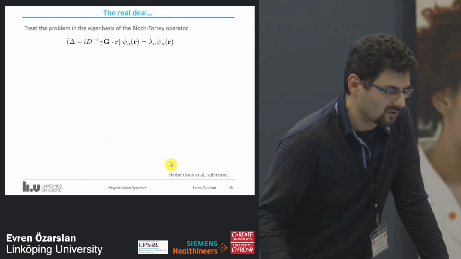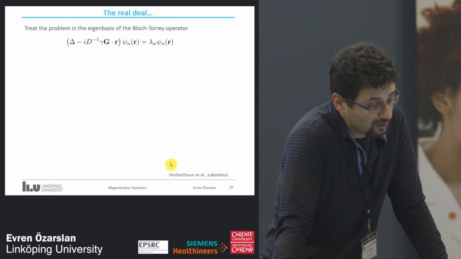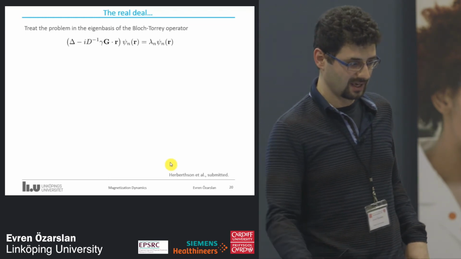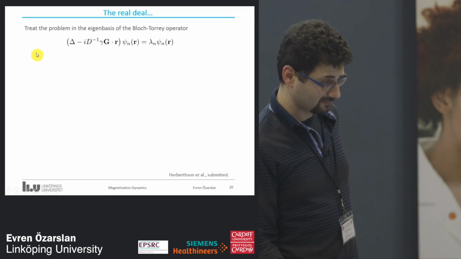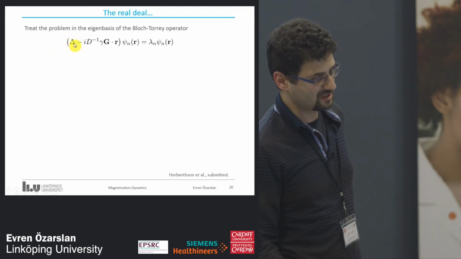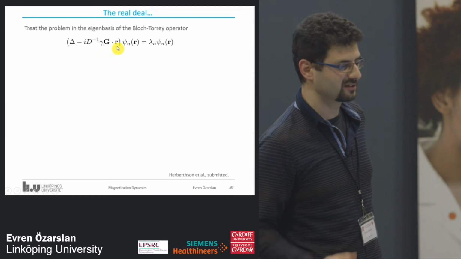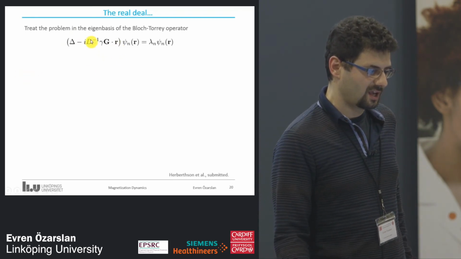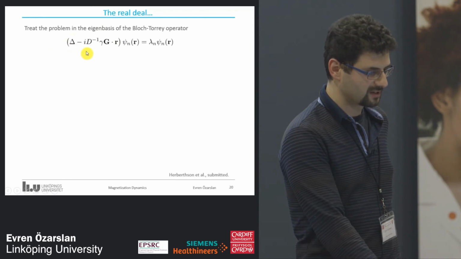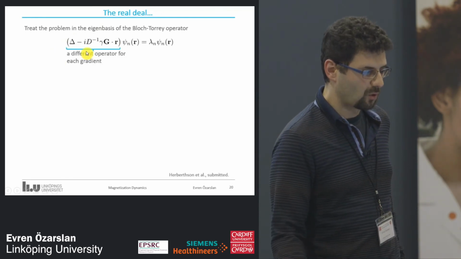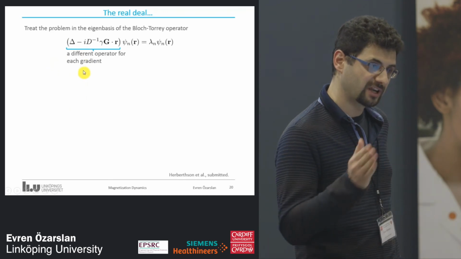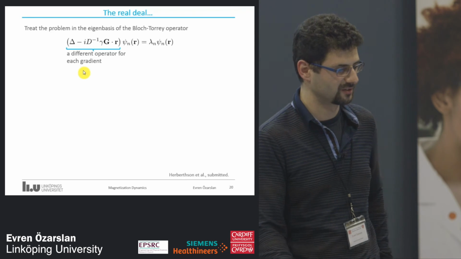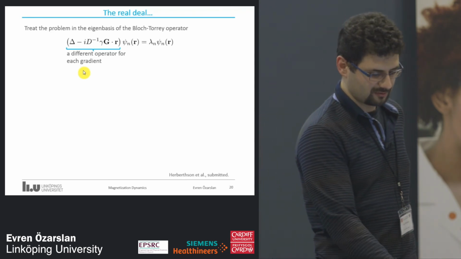More recently, we considered the Bloch-Torrey operator, which is like the real thing. We don't have to express everything in the eigenfunctions of the Laplacian. We can actually consider the operator that involves that particular gradient. Of course, this is an unusual operator, and it's also different for each gradient in your sequence. So you have a different operator at each time point, essentially, which is a big drawback.